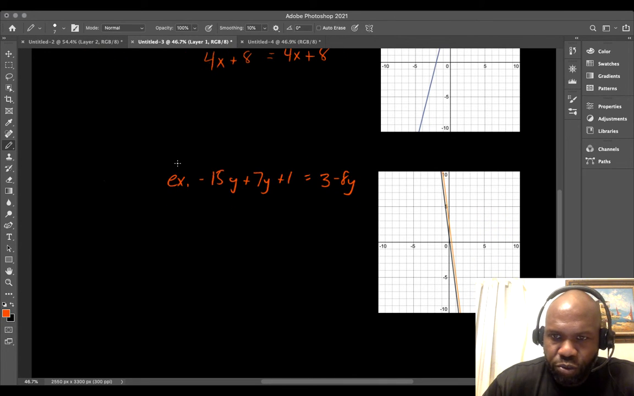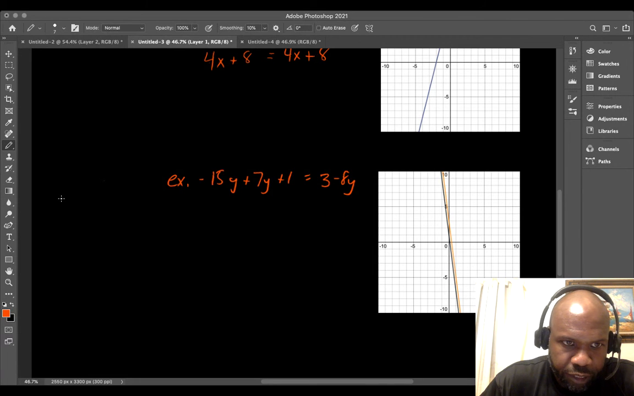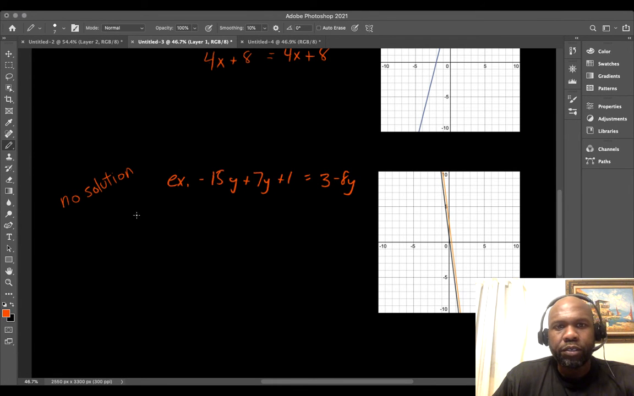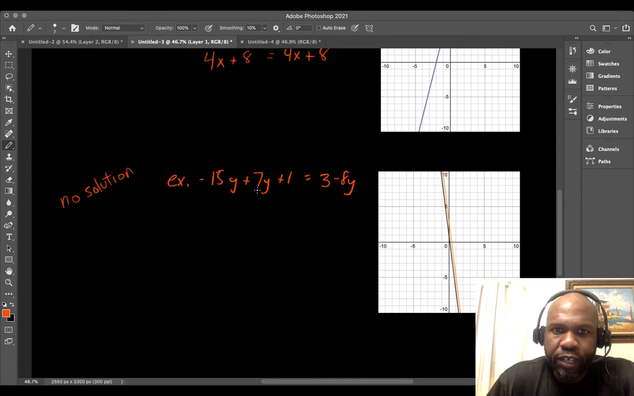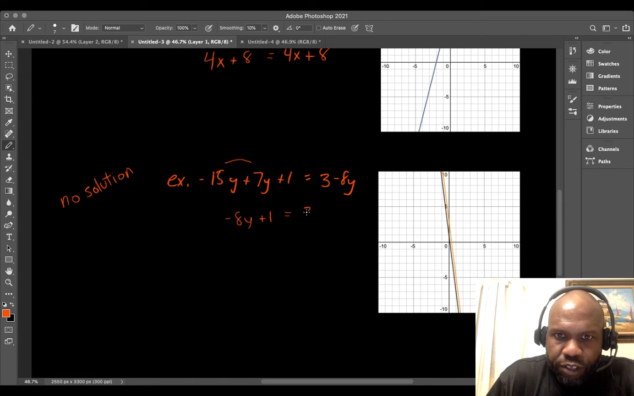Okay, so this situation is called no solution. No solution, okay? This one's called no solution. Now, from here, what I want to do is I want to combine like terms. Okay, so this gives me negative 8y plus 1, and this equals 3 minus 8y.